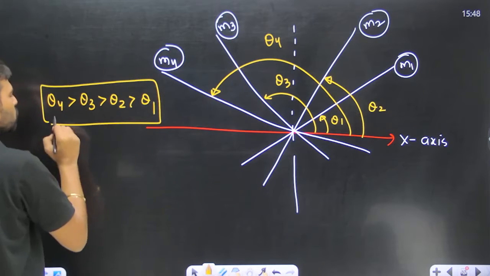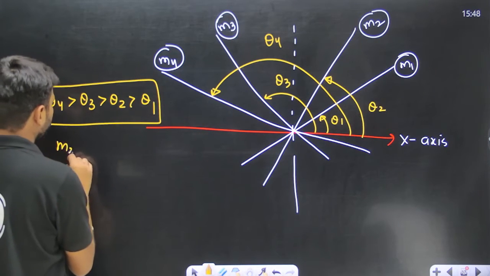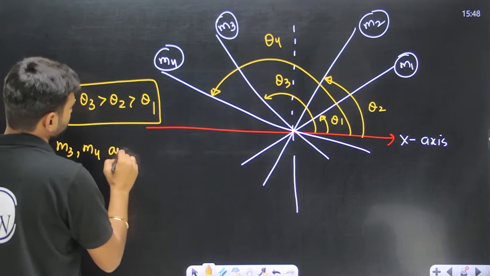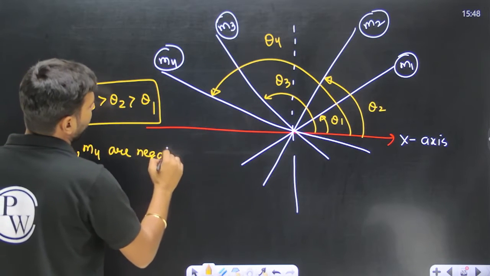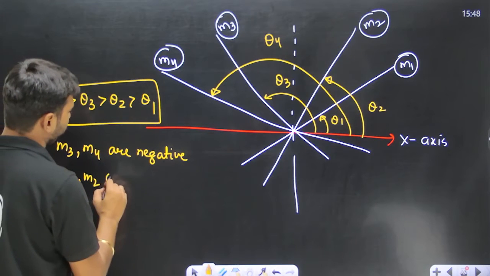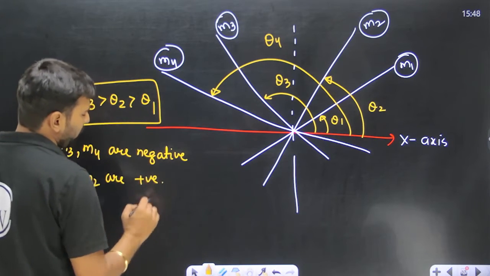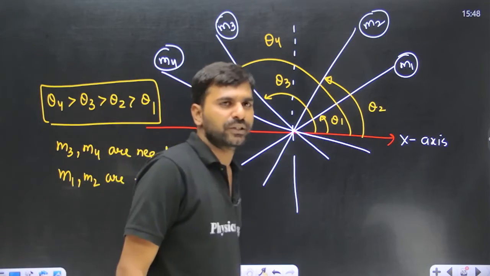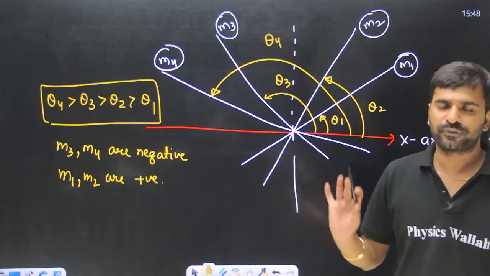But if we talk about slope, then we can say that m3 and m4 are negative. Yes or no? Because tan of an angle in the second quadrant is going to be negative, whereas m1 and m2 are going to be positive. Yes or no? So m1 and m2 are positive numbers, so they have to be greater than m3 and m4. This is for sure, number one.